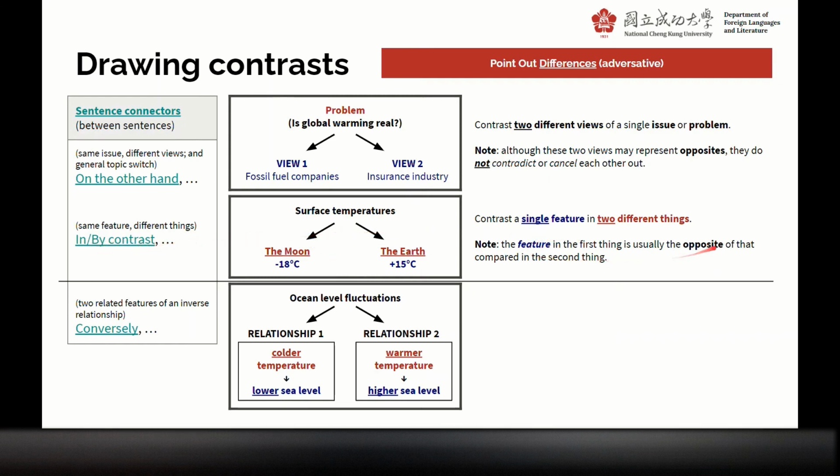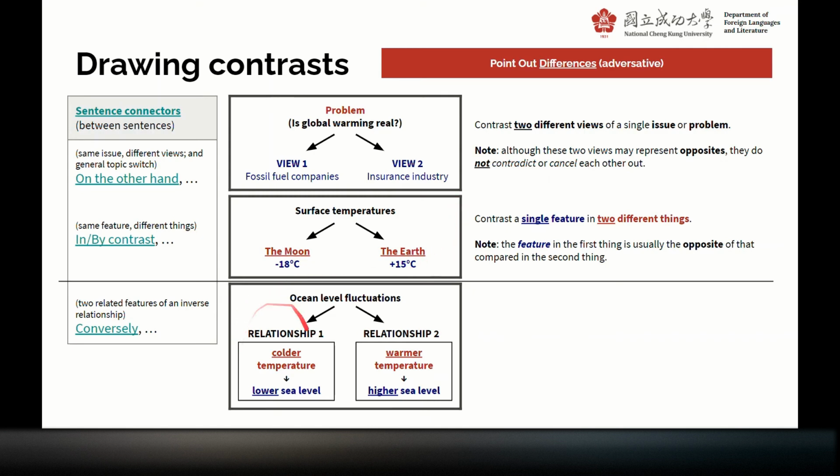And usually in this case, the feature, which in here is the surface temperature on the moon and on the earth, is opposite. So in the first one, they are not necessarily opposites. They're just 2 different viewpoints. In this one, they have to be, or at least they should be opposites. So in this case, the moon is really cold, and then the earth is relatively warmer.